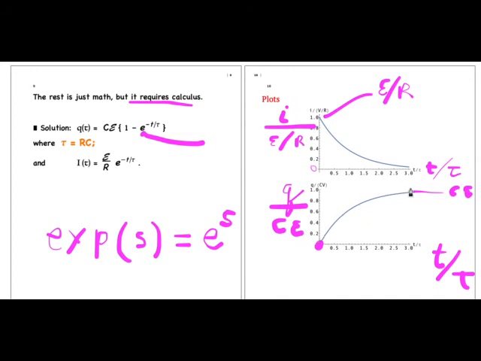So when the capacitor is fully charged, the current will be 0, because the voltage across the resistor, when the capacitor is fully charged, is 0. The potential difference across the resistor will be the potential difference of the battery combined with the potential difference of the capacitor. But when the capacitor is fully charged, those two potential differences are equal but opposite, and so there's no potential difference across the resistor for infinite time.